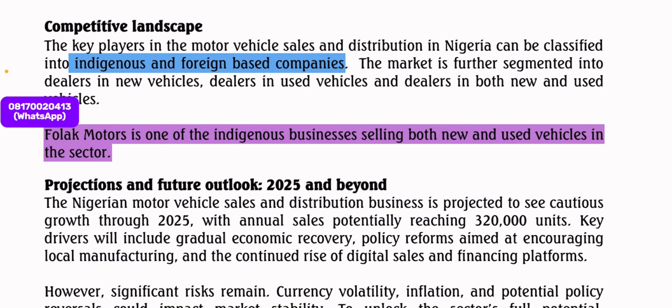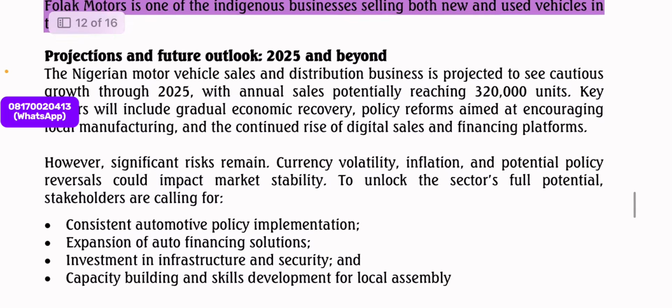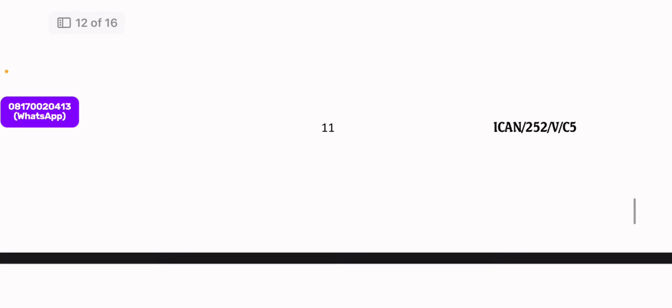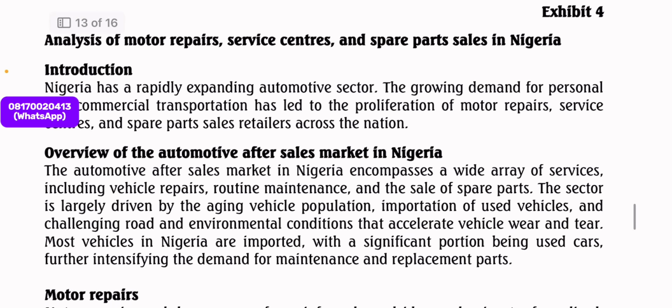So that's what they're doing. That's doing sales of cars. And then there's projection and ways that they can improve the sector. They explained this here. We'll look at that in the class. And Exhibit 4 talked about the repairs, service centers, and spare parts sales.